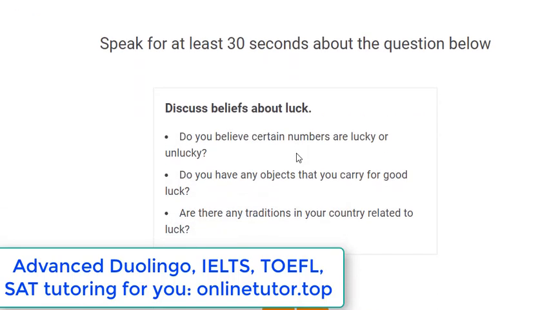So what do we have here? Discuss beliefs about luck. Or you see a more philosophic one. Do you believe certain numbers are lucky or unlucky? Do you have any objects that you carry for good luck? Are there any traditions in your country related to luck?